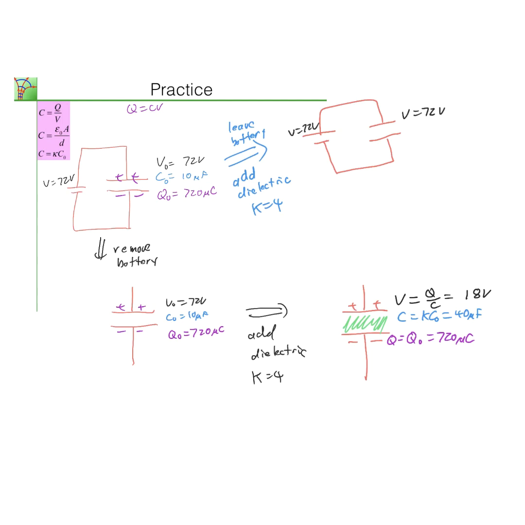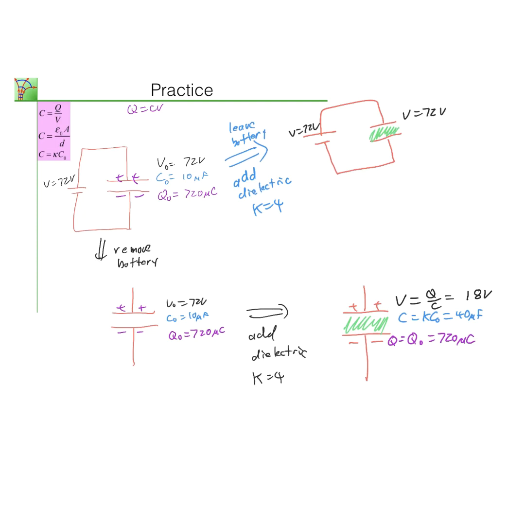It's attached to the battery, so the charge will have changed. And I've added the dielectric, so now the capacitance is K times C0, so it's 40 microfarads. The amount of charge will change because the voltage has to stay constant. So Q is going to be equal to CV, so it'll be 40 times 72, which is 2880 microcoulombs. So when you remove the battery and add the dielectric, the charge stays the same and the voltage goes down. But if I leave it attached to the battery, it maintains the voltage by changing the charge when I add the dielectric.